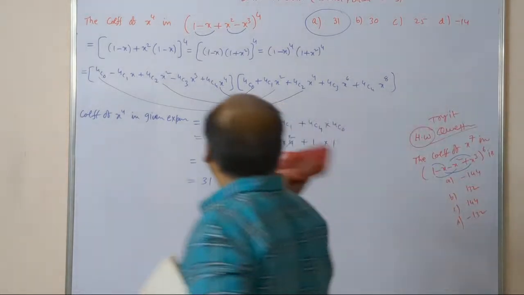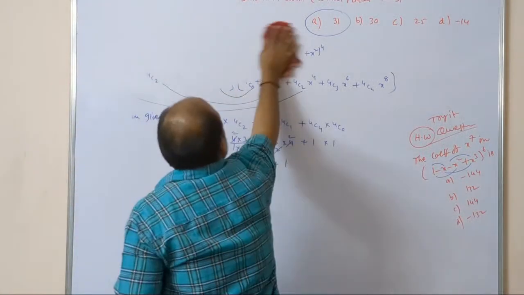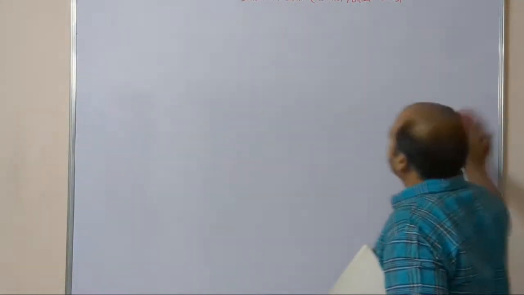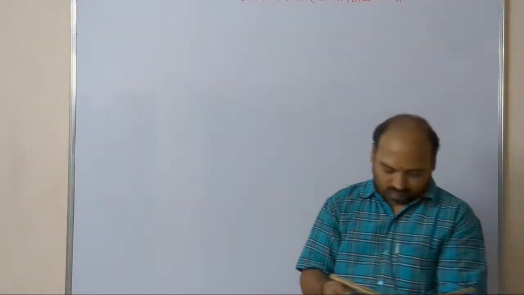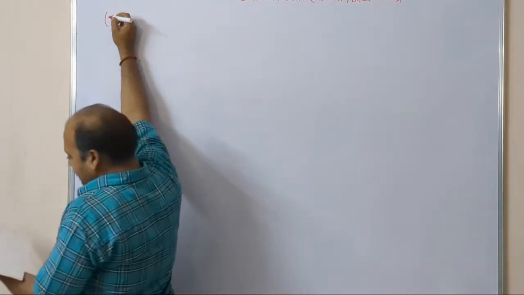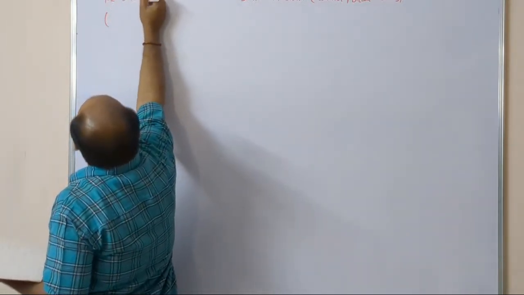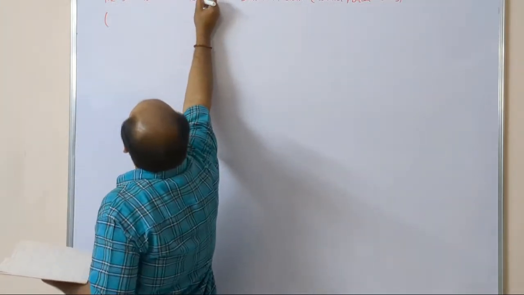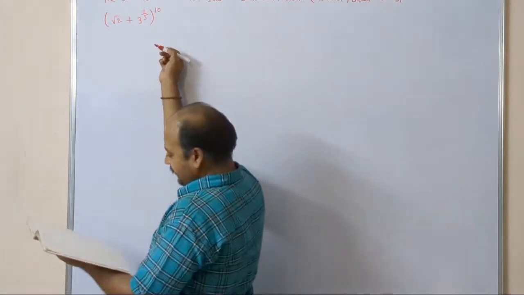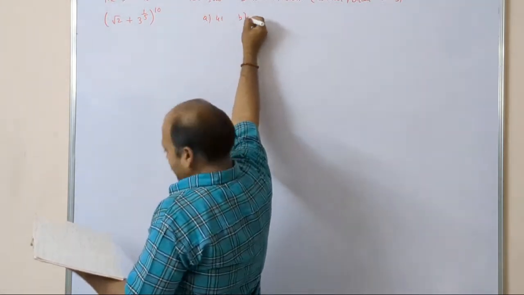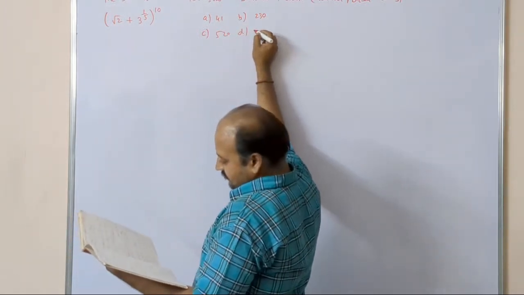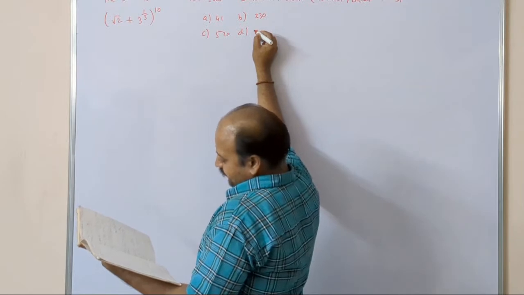Shall I write this? Yeah, please make a note of the question. The sum of the rational terms in (root 2 plus 3 power 1 by 5) whole power 10. So options are 41, 230, 520 and 50.